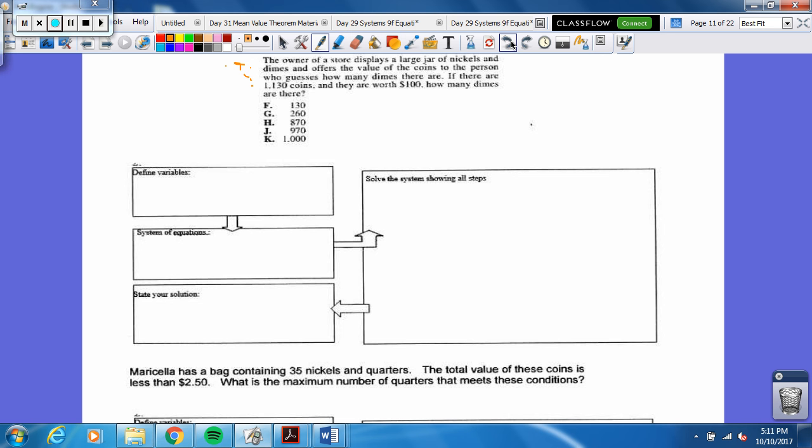The owner of a store displays a large jar of nickels and dimes, okay, and offers the value of the coins to the person who guesses how many dimes there are. Ooh, good. How much money is it? Let's find out.